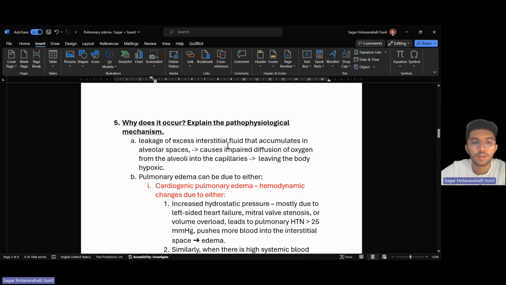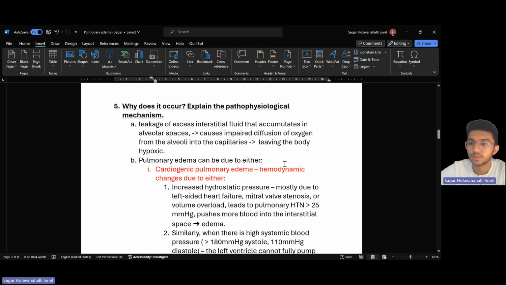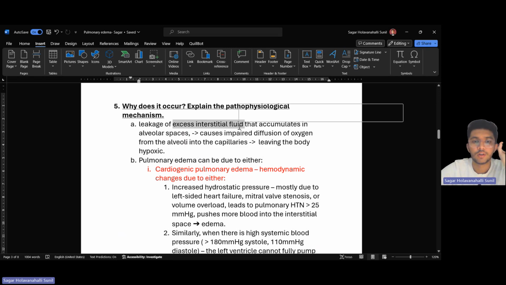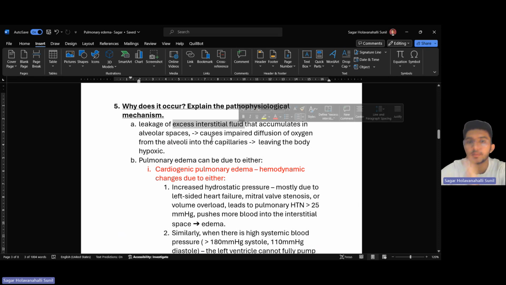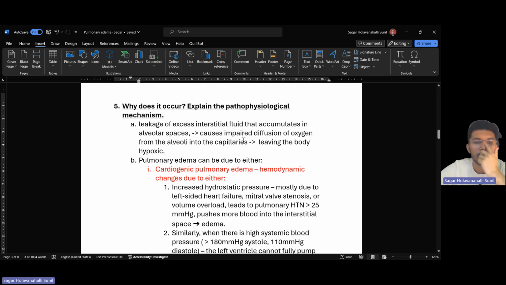Now, if we consider the pathophysiological mechanism, again, you can look at the definition. What's happening is you have leakage of the excess interstitial fluid, or rather the fluid from the capillaries going into the interstitium, and then from the interstitium or within the septa into the alveolar space, right? And once it reaches the alveolar space, the fluid is covering the membrane, right? And that's why there will be reduced permeability of the gases through diffusion.